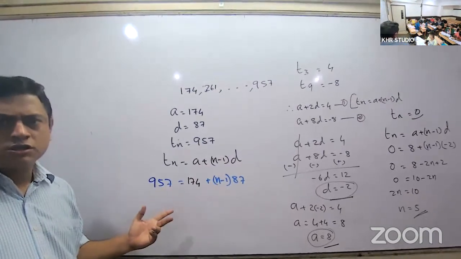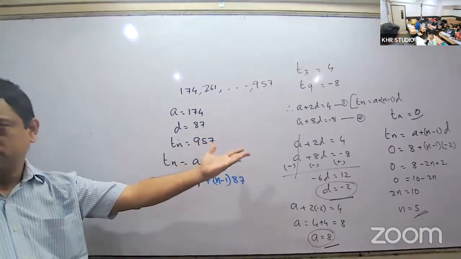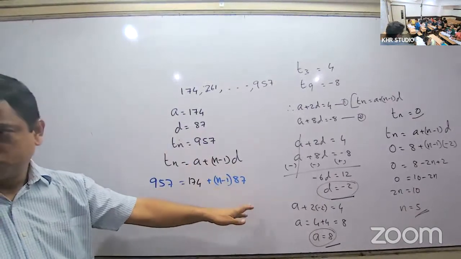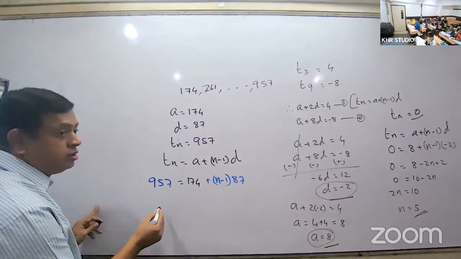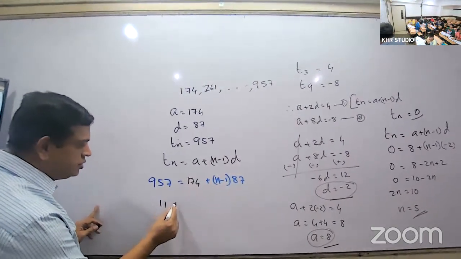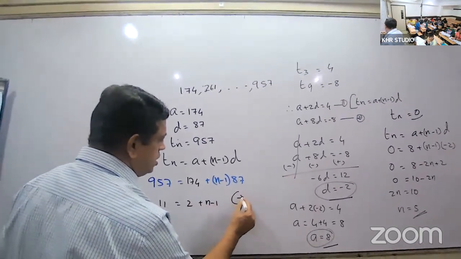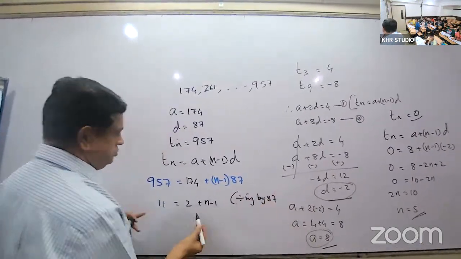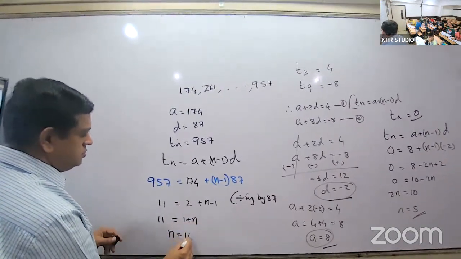Now, got the answer? If you want, you can divide throughout by 87, because this is divisible by 87, this is divisible by 87, this is divisible. So if you divide by 87, what will you get here? 783 divided by 87 is 9, and 11 is equal to 2 plus n minus 1, since we divided by 87. So 11 is equal to 1 plus n. n is equal to 10.